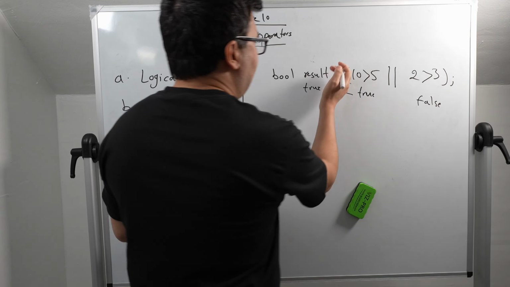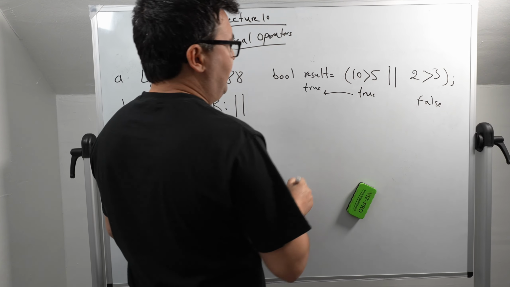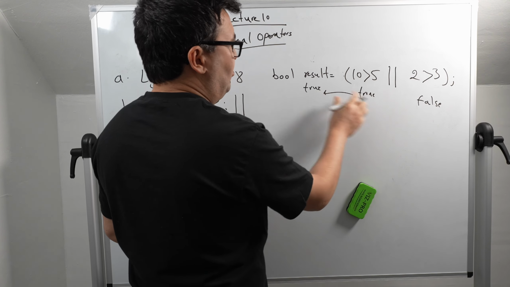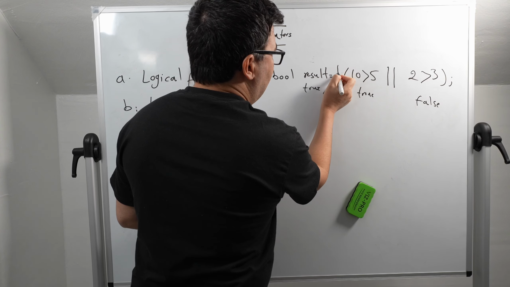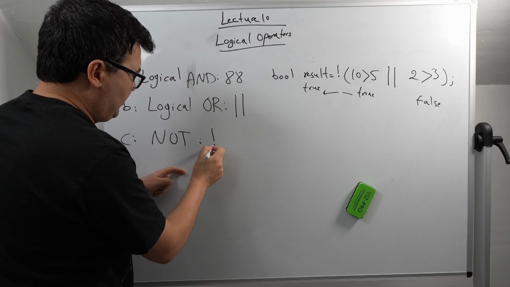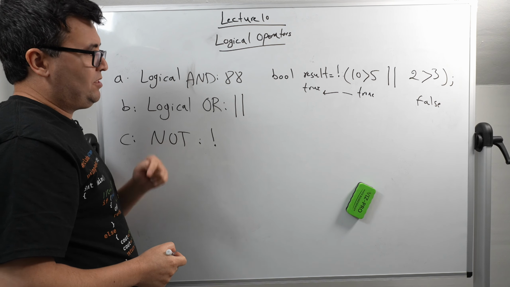For example, if we put here result is equal, now you can see true, true. So the result of this one is true, yes? But if you put here the NOT operator, which is an exclamation mark, you can see this one is called the NOT operator in C++.